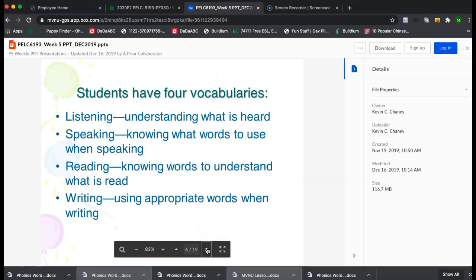We all know that students have 4 vocabularies. Listening, do they understand what is heard? Speaking, do they know what words to use when speaking? Reading, knowing words to understand what is read. And writing, do they use appropriate words when writing?